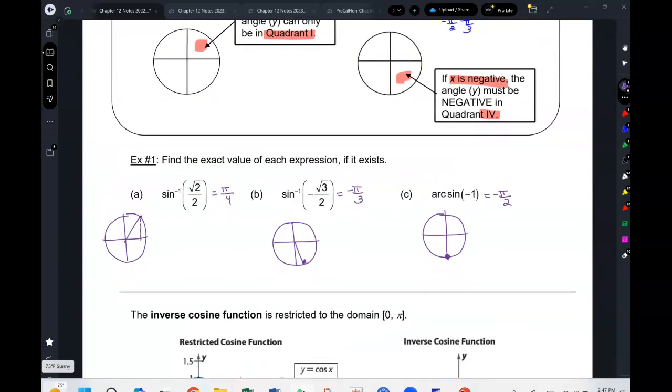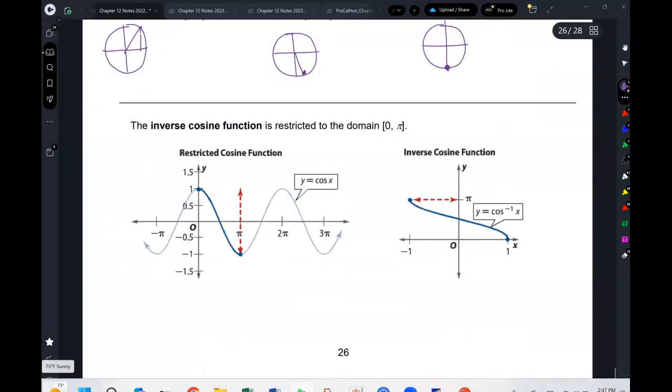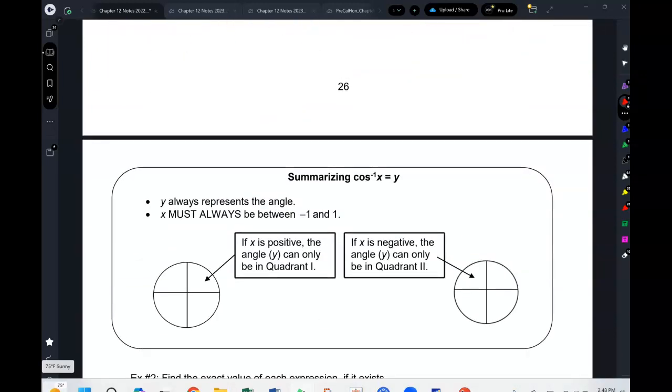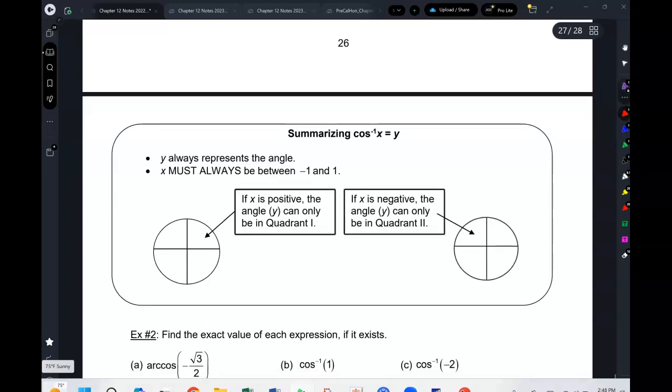Okay, so that is about the sine. Now for the cosine, it's the same situation. This is the graph of the cosine. The full thing doesn't pass the horizontal line test, but guess what? If I only take this part, that does pass the horizontal line test. But now I'm on a different region. I'm going from 0 to pi. It means we're looking at the first and second quadrants.